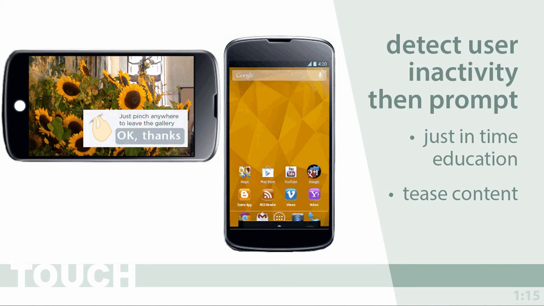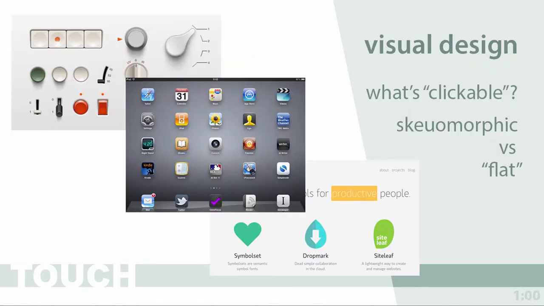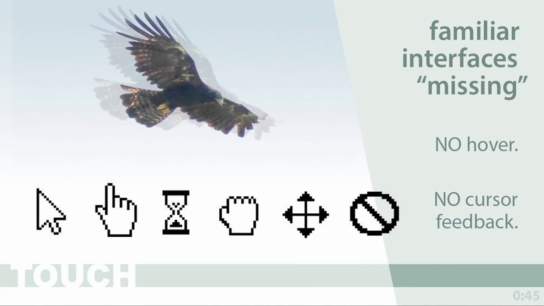For discoverability, let's also ask whether our visuals suggest available actions. One choice is to mimic the real world, skeuomorphism. iPad icons go partway there. Today's fashion is for flat UI, but what's clickable in that? The answer in this case was that the visuals changed on hover, but touch interfaces have no hover. And I think we all rely more than we realize on cursor feedback. But touch means no cursor.